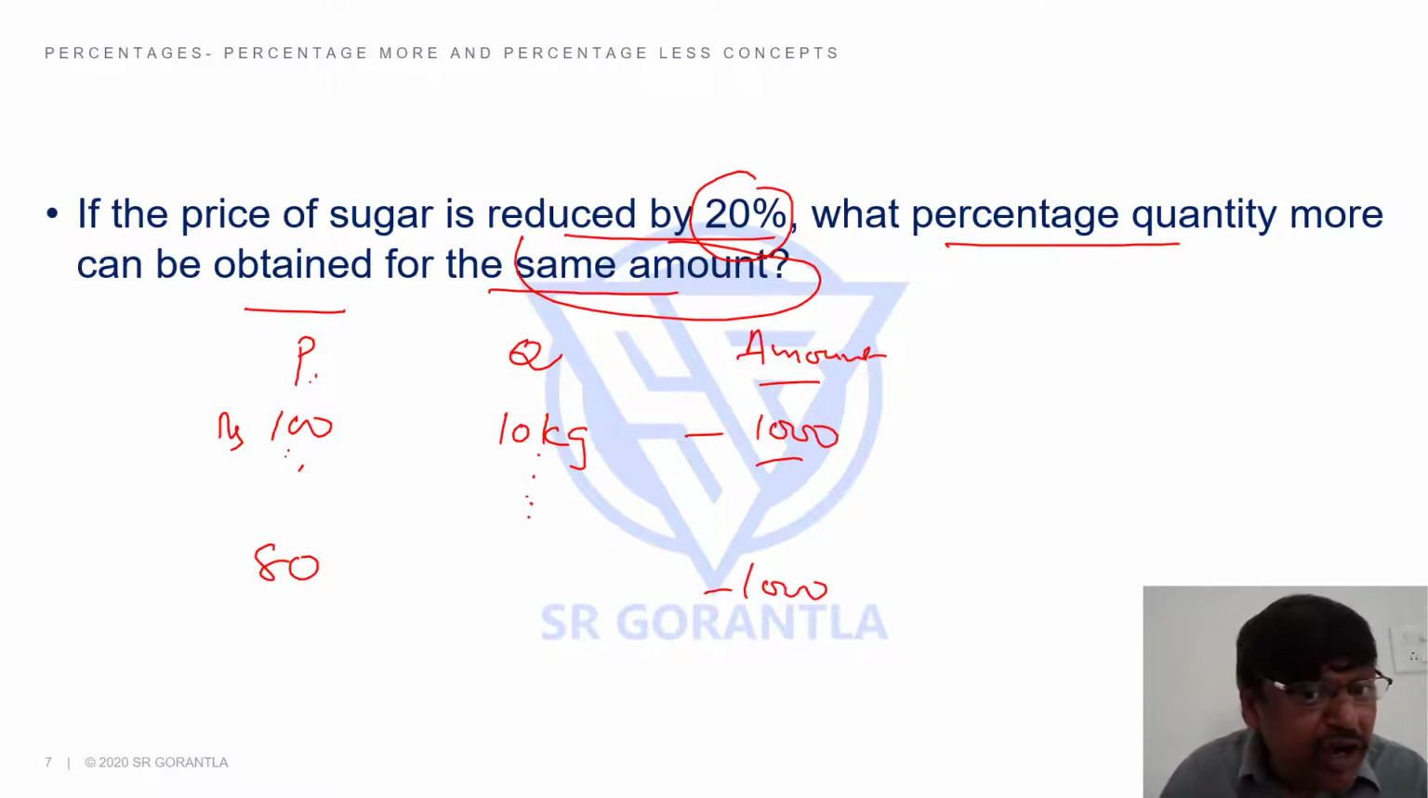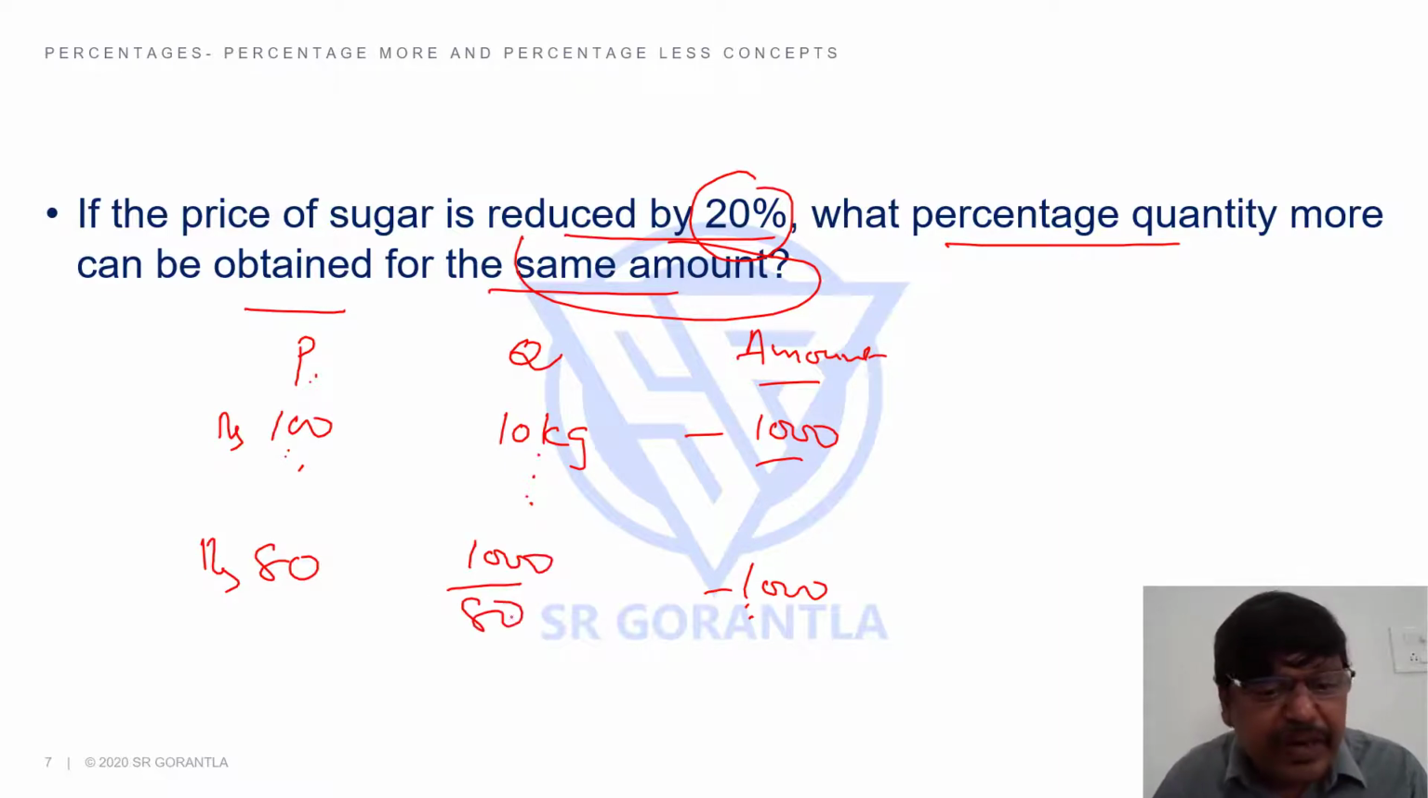That means how many kilograms I can buy? 1 kilogram is now 80 rupees. I have 1000 rupees. For the same amount of 1000, how many kilograms I can buy? When you ask, what we should do? We should say 1000 by 80, 100 by 8, 12.5 kilograms.